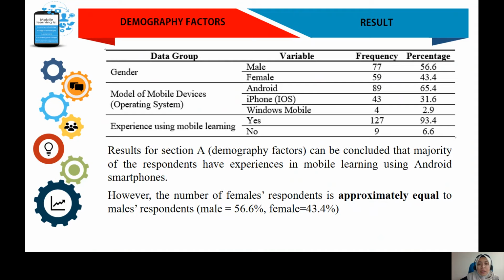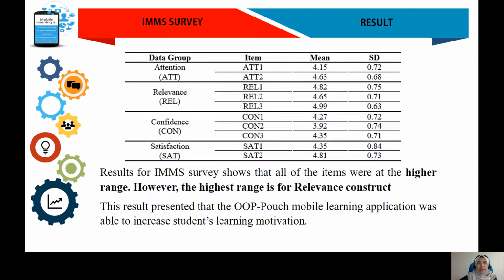The result for section A, which is demographic factors, can be concluded that the majority of the respondents have experience in mobile learning using Android smartphones. However, the number of female respondents is approximately equal to male respondents, which is male equal to 56.6% and female equal to 43.4%. For the IMMS survey, the result shows that all of the items were at the higher range. However, the highest range is for the relevance construct. This result presented that the OOP Poach mobile learning application was able to increase students' learning motivation.